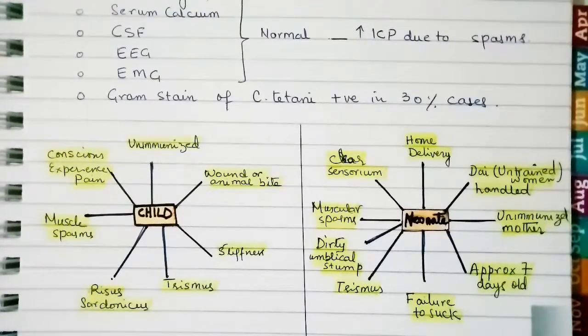Laboratory studies in tetanus are of little value and are usually normal. However, leukocytosis may be present due to secondary infections. Blood sugar, serum calcium, cerebrospinal fluid, electroencephalogram and electromyogram are all normal, except intracranial pressure may be raised due to spasms. Gram stain of Clostridium tetani is positive in only 30% of cases.